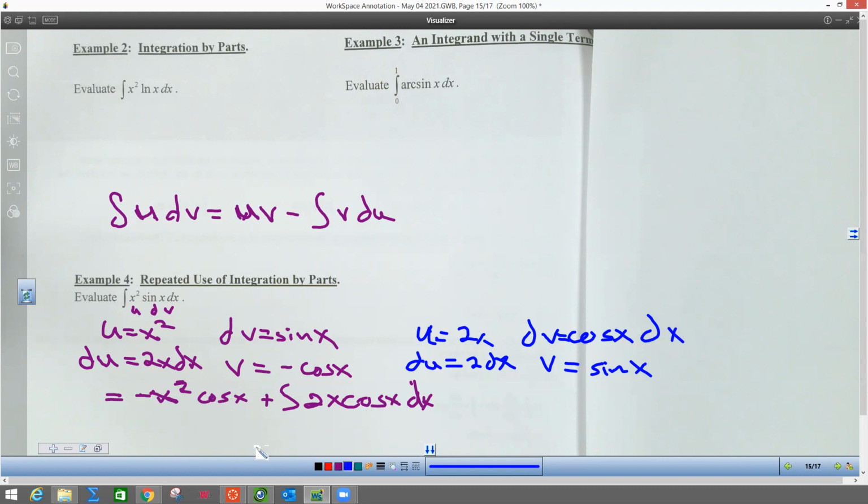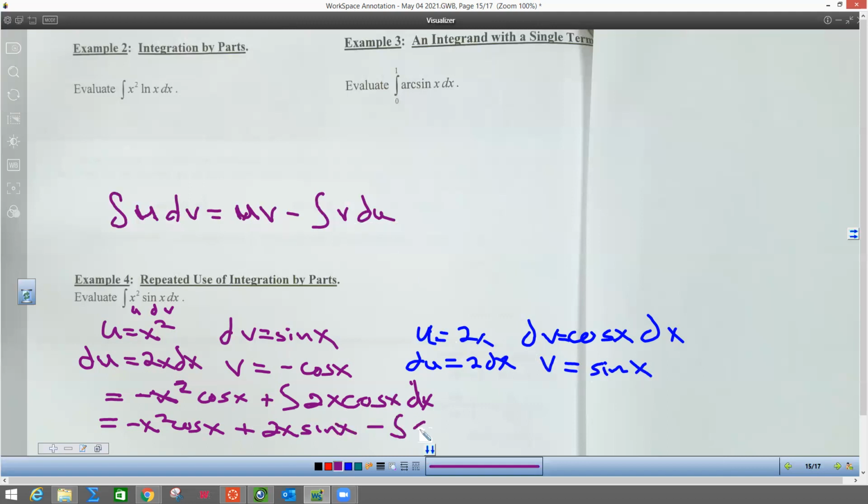So now I'm going to do this whole thing again with this part. Well, I keep the part in the beginning the same because it's done. So this is negative x squared cosine x. And then we got plus, and now we're going to do the uv part again. And it's a plus because that's a plus. So the uv part is these two things. So this is going to be 2x sine x. And then minus the integral of v du. Well, v is sine x again.